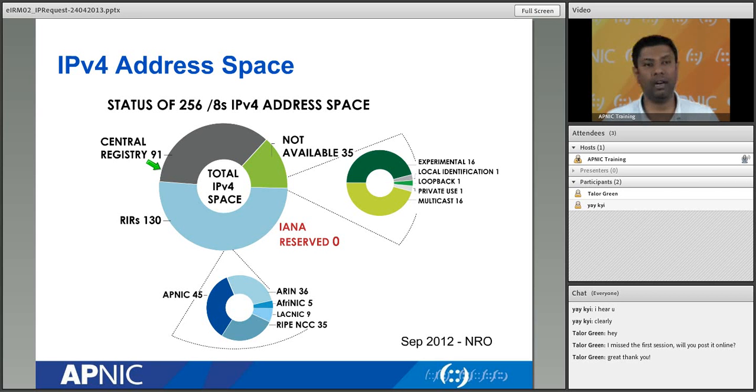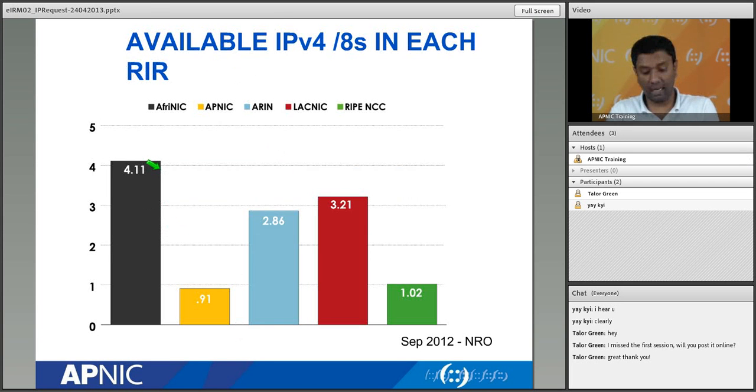And there are some addresses that are not available. For example, 16 for experimental purposes, and local identification, loopback, private use, and multicast. So there are a number of addresses in IPv4 that are for different purposes. Out of all those addresses that the registry has distributed, at this stage IANA as a central registry doesn't have any /8 block in IPv4 left to be distributed further, right? If there are some left, it's only at the regional internet registry level.